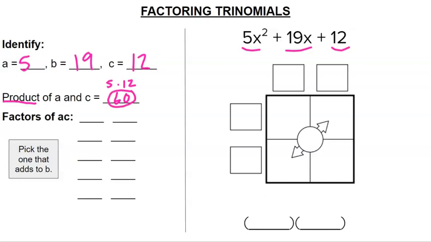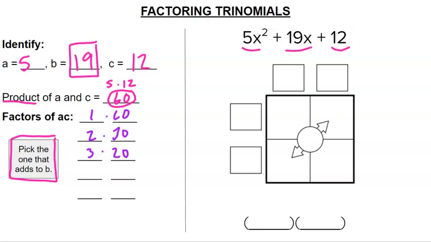And then we are going to list out the factors of AC. So very similar to last time when we listed out the factors of C, we're going to list out the factors of AC now. So the factors of 60, and we're going to pick the one that then adds to this B value of 19. So we have 1 times 60, 2 times 30, 3 times 20, 4 times 15. And I can stop right there because I can see that 4 and 15 add up to 19. So 4 times 15 is going to be the factor pair that I use.